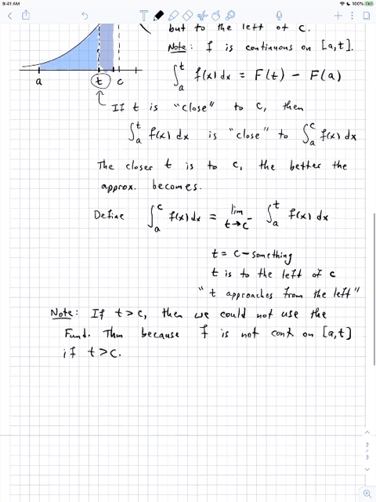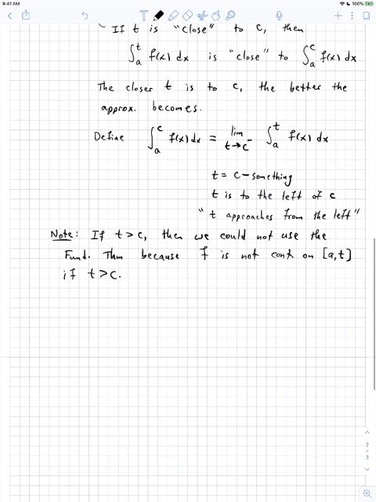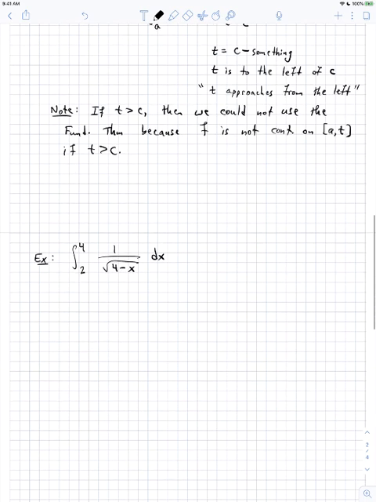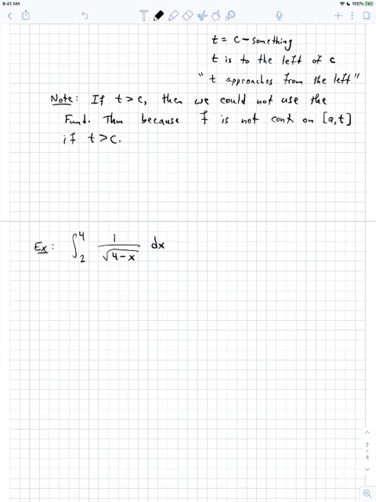Let's look at an example. Let's just start a new page here. Example. Let's compute the integral from 2 to 4 of 1 over the square root of 4 minus x dx. So if you were to graph this, it would look kind of like the picture that we already drew.